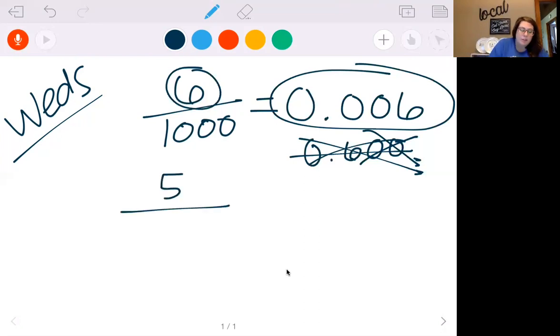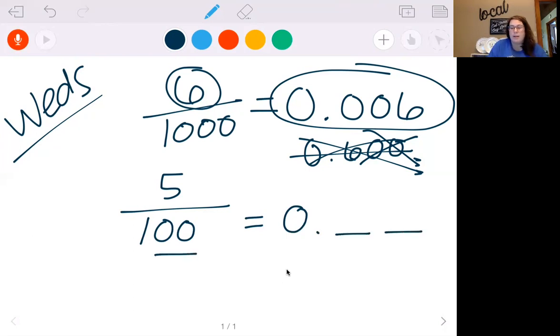Same thing if I was doing 5/100. I'm going to put my 0, decimal. I know it's going to have 2 places because I have 2 zeros after the decimal. I only have my whole number 5 here, so I'm going to put a 0 before it, 5 hundredths.